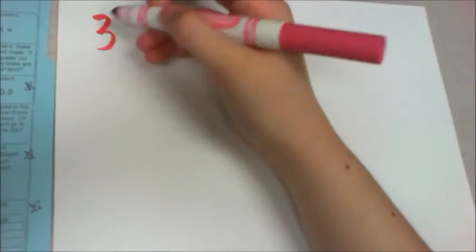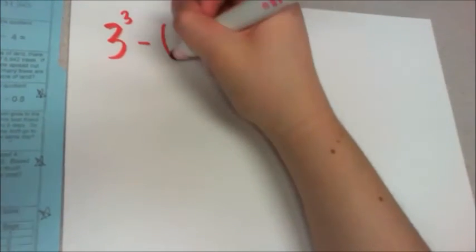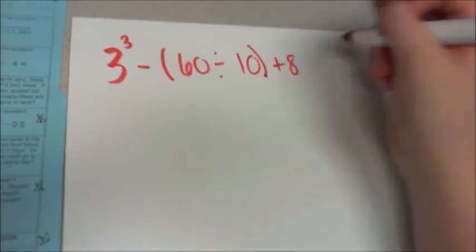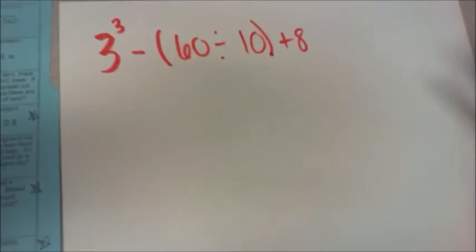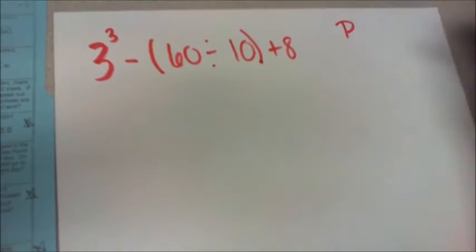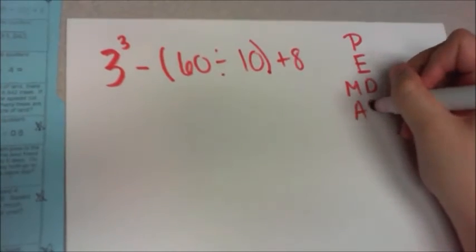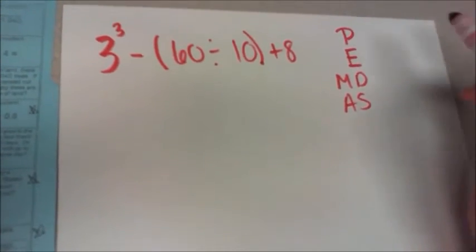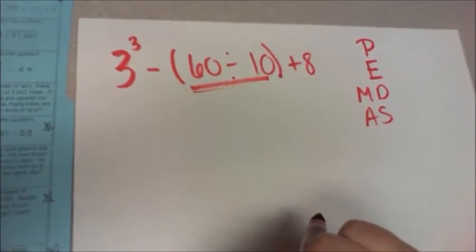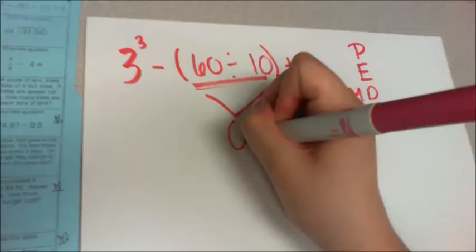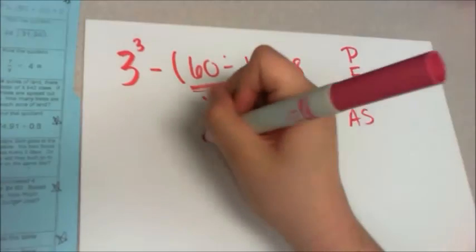Alright, home stretch, we're on the last column, the Thursday column. And our first one is an order of operations. 3 cubed minus the quantity of 60 divided by 10, closed quantity, plus 8. Before we start solving, let's review our order of operations. Parentheses, exponents, multiply, divide, add, subtract. First thing up is parentheses, right there. 60 divided by 10. So 10 times what number gives me 60? 10 times 6. Bring the rest down.